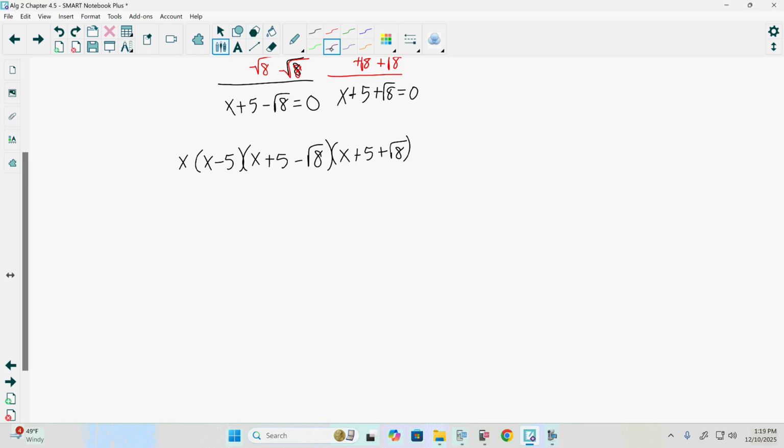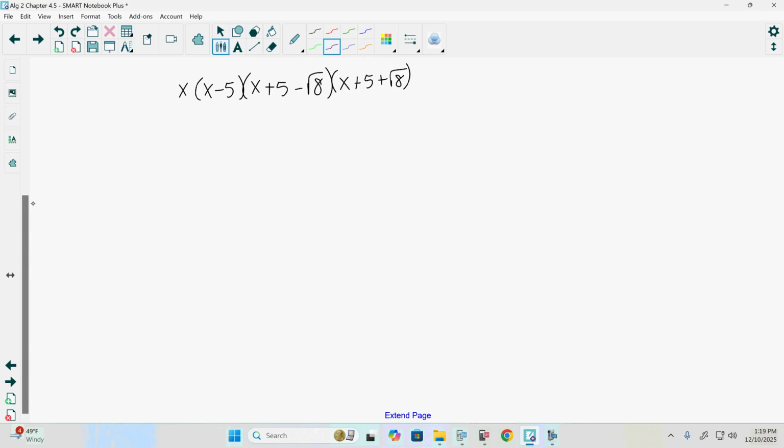Now, for the most part, we've done one multiplication at a time. Because if we said this here, we can only multiply x and x minus 5, or x plus 5 minus the square root of 8 and x plus 5 plus the square root of 8. We can only do that at a time. And that is true. I can't just multiply x through all three. That does not work because there's only one of them. But what we can do is multiply these two together.